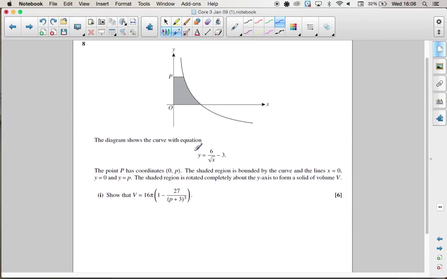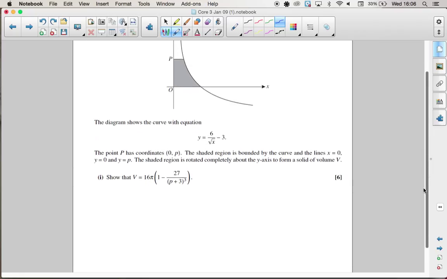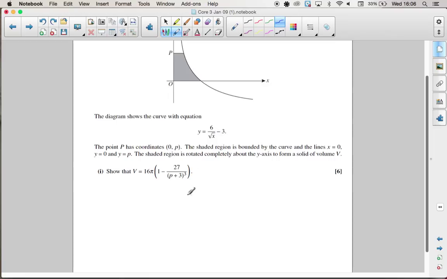Question number 8. It's a volumes of revolution question, and the first thing you need to realise is that we are going to be rotating around the y-axis, which means I need an equation in terms of y, not in terms of x. So my first job is to change x to be the subject of the equation that I've got there.